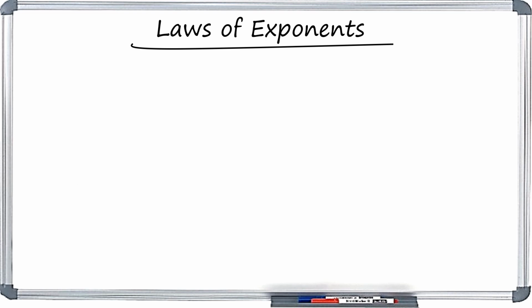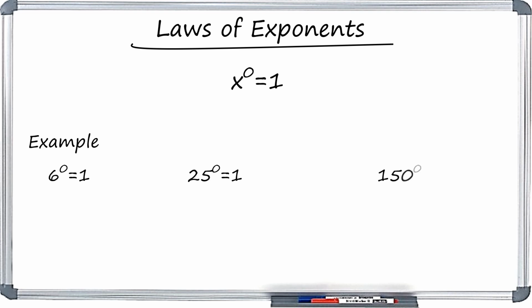Next one, we have any number raised to 0 is just equal to 1. So that is x raised to 0 is equal to 1. For example, we have 6 raised to 0, that is equal to 1. 25 raised to 0 is equal to 1. And 150 raised to 0 is equal to 1. This one is also easy.